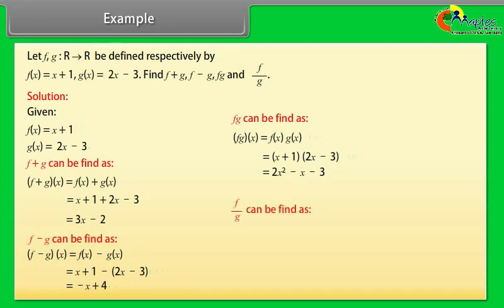f by g can be found as (f/g)(x) = f(x)/g(x) = (x + 1)/(2x - 3), x belongs to R and x not equal to 3/2.